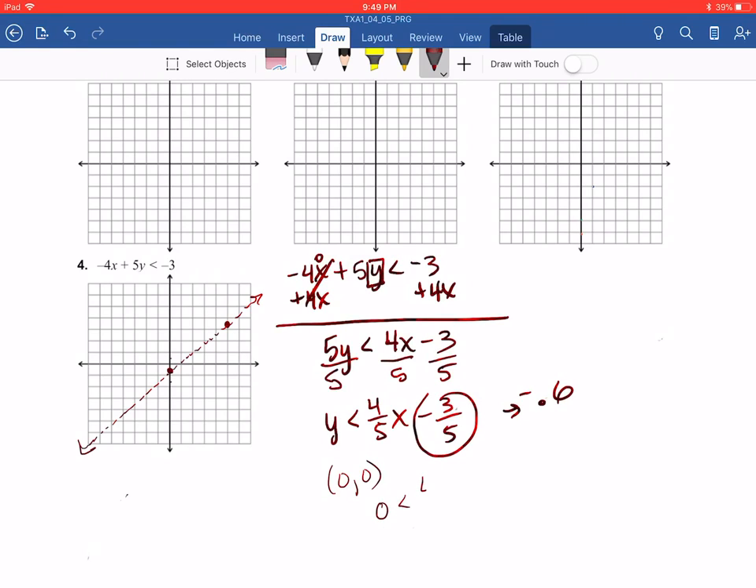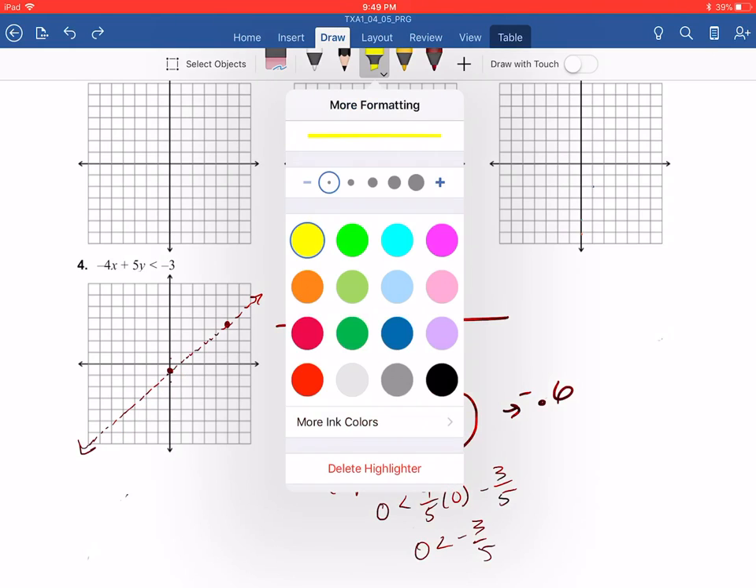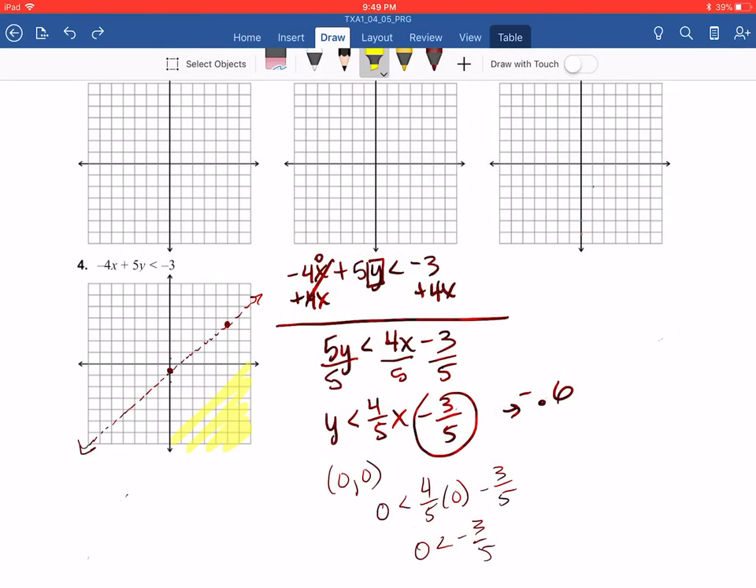I'm going to plug in that point, 0, 0. So 0 less than 4/5 times 0, minus 3/5. So 0 is less than negative 3/5. Is 0 less than negative 3/5? No, that's false. So then that can't be shaded. I need to shade below on my graph.